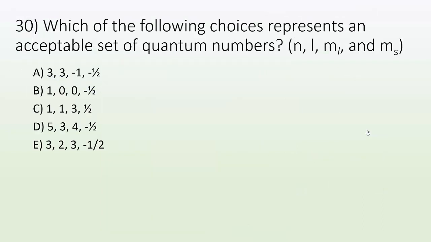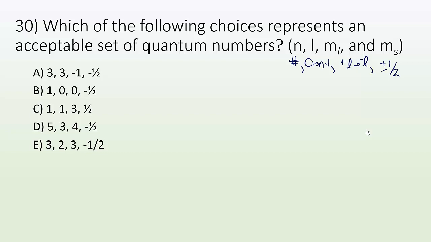All right, 30. Which of the following choices represent an acceptable set of quantum numbers? So remember, n can be any number. L can be from 0 to n-1. And ml can be anywhere from positive L to negative L. And ms can only be plus or minus 1/2. Those are the only 2 possibilities.